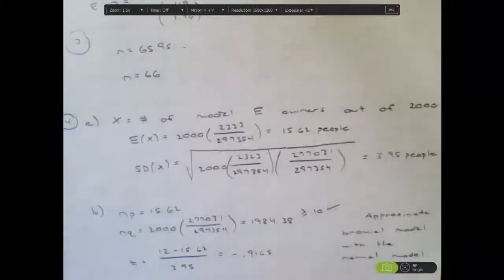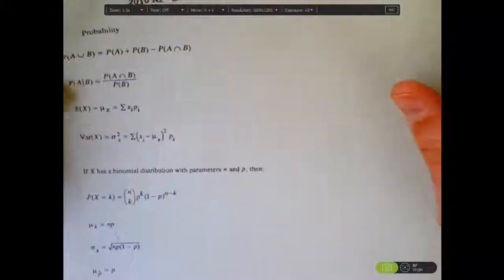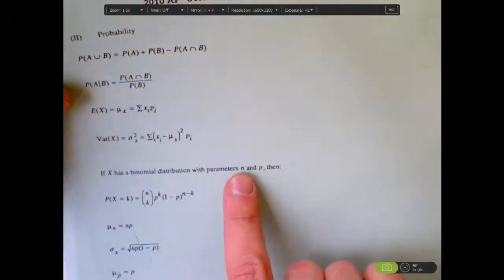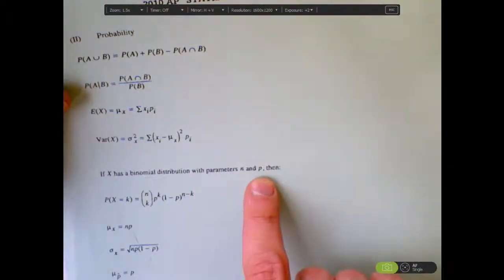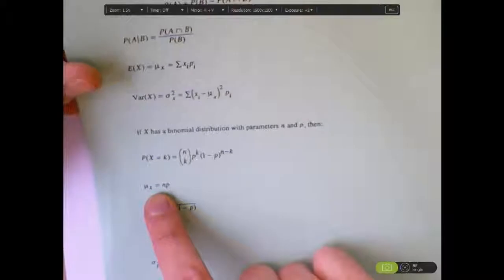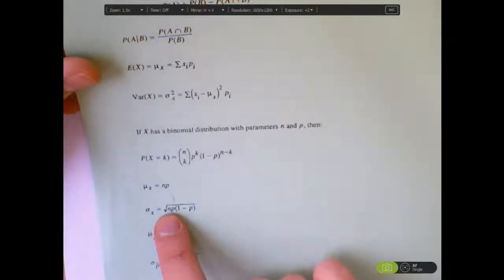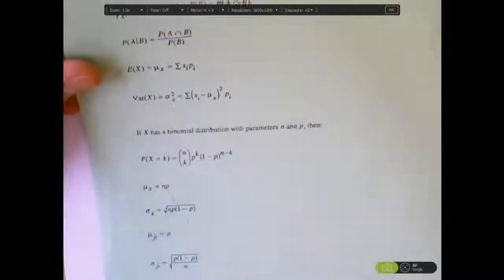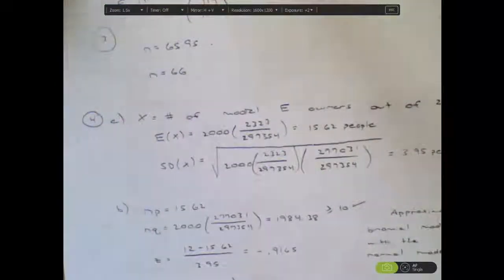These formulas are on your green sheet. Nice thing is, too, it tells you the two parameters, n and p, number of trials, probability of success. Here's the mean, n times p. Here's the standard deviation, square root of np times 1 minus p. So that's what you're going to see me use here in my calculation.